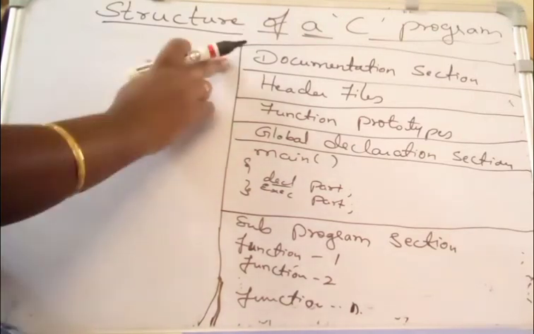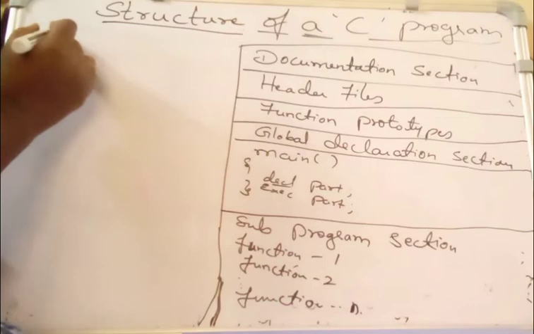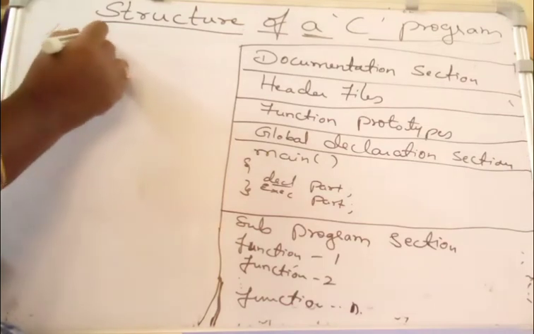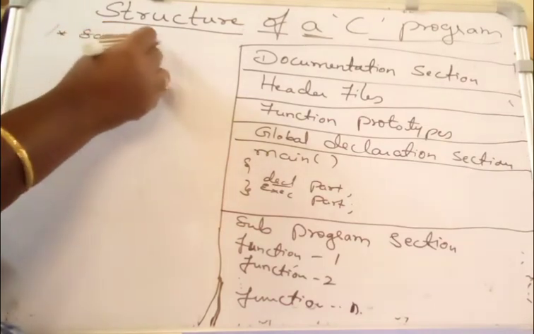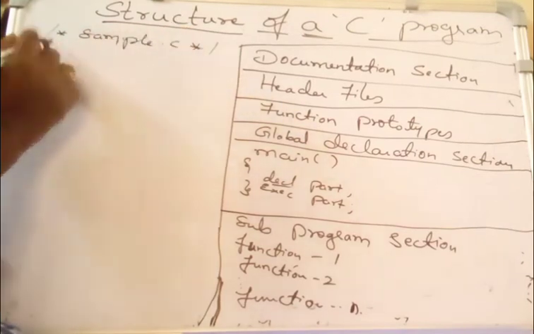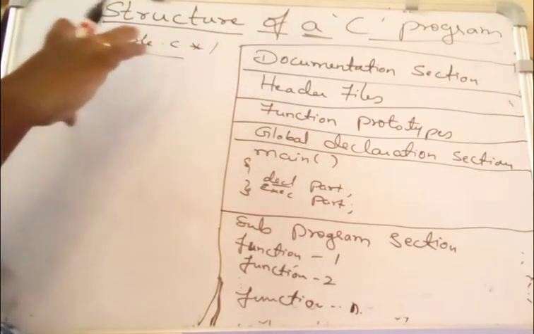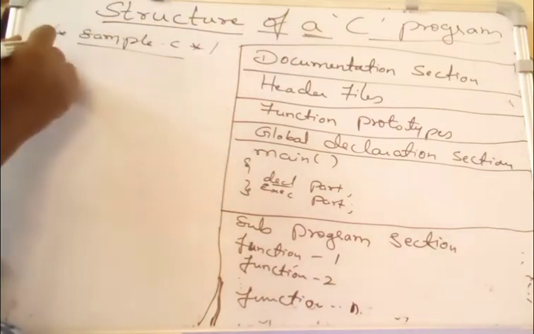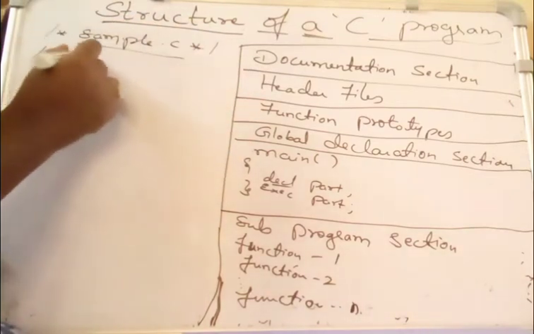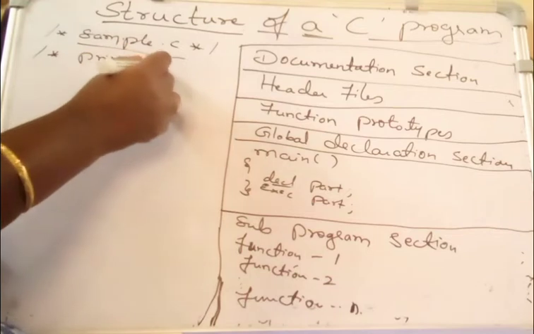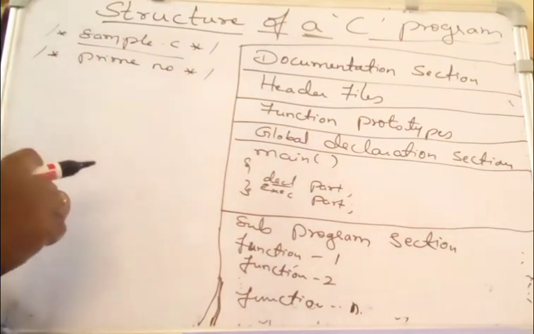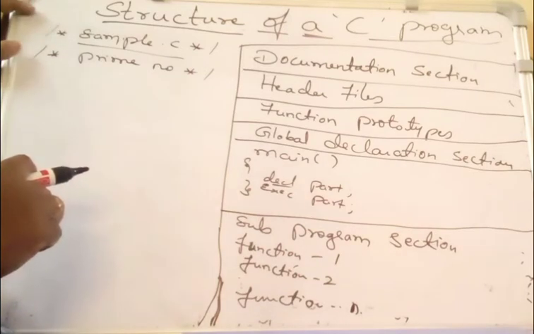Documentation section means here we give the name of a file, like I am writing a program sample.c. So it means what is the name of my file? Documentation. What is this program relevant to? Or I am writing a program to find a prime number. So I am writing this at the heading, this is my documentation section, the title of what I am going to discuss. And always remember, this documentation section can be written with the help of comment statements.